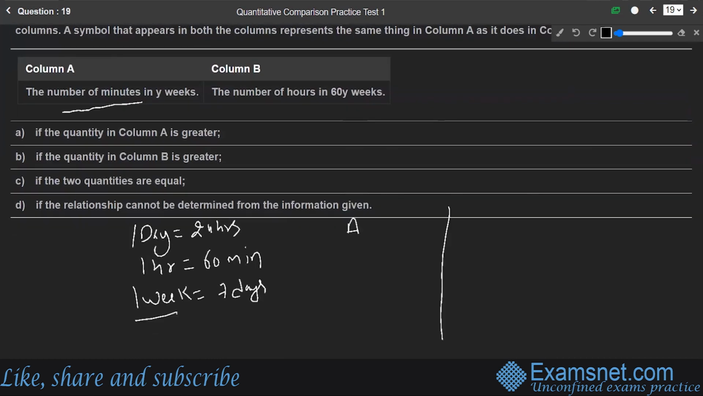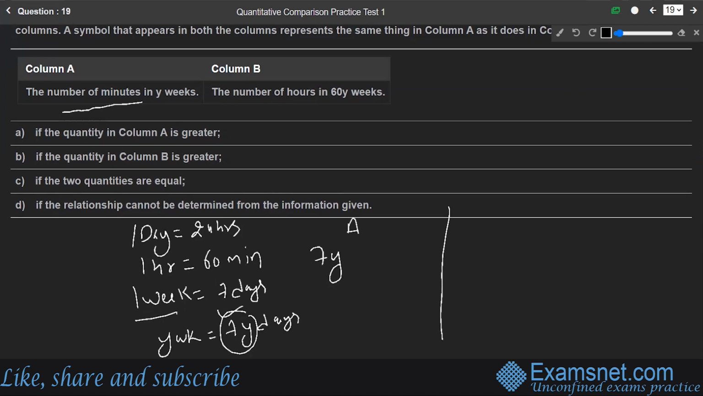If 1 week has 7 days, then Y weeks will have how many days? 7Y. That is obviously 7Y days in Y weeks. And we are supposed to find out the number of minutes. 1 week is equal to 7 days, then Y weeks will have 7Y days.